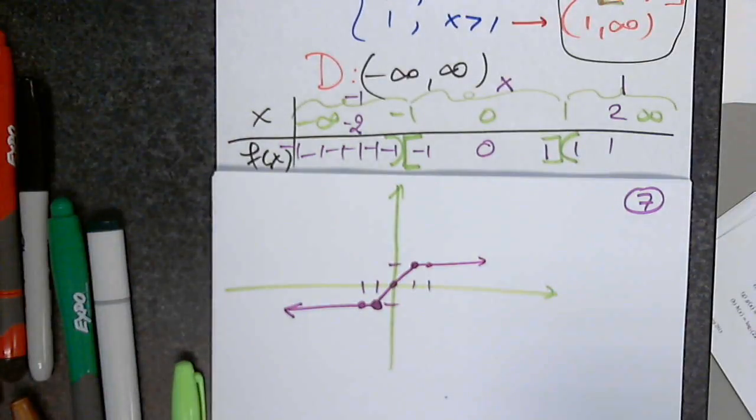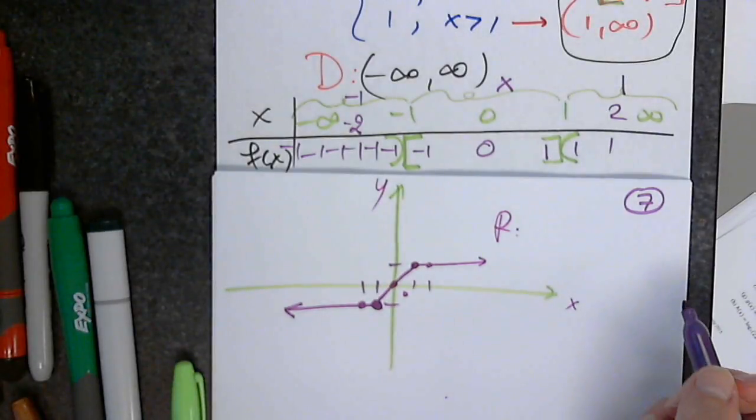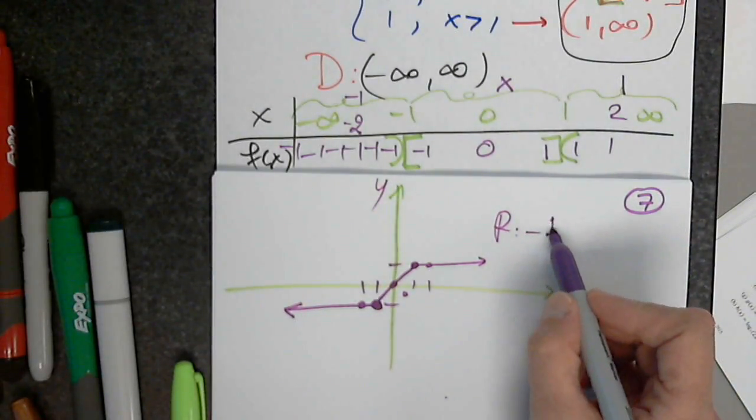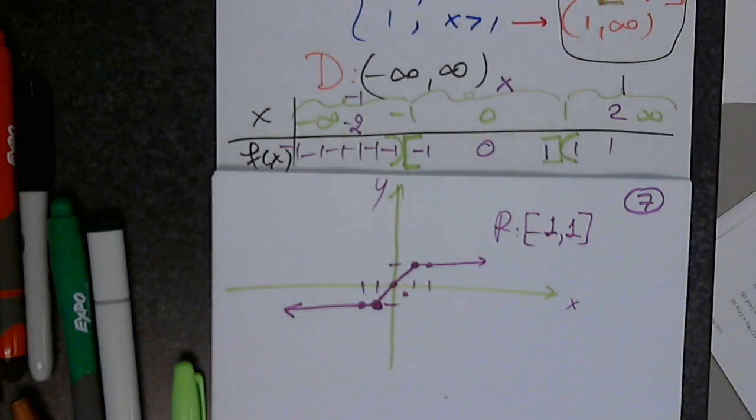Can anyone give us the range of this function? -1, 1. Yes. -1, comma 1 with a bracket. That's all the range is all about. Everything between -1 and 1.